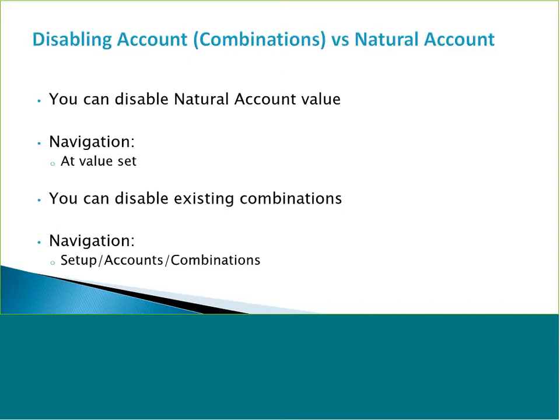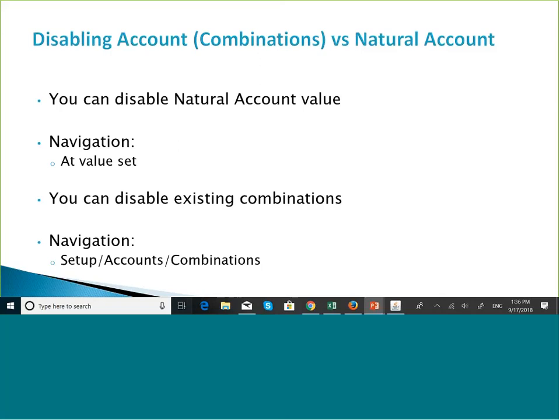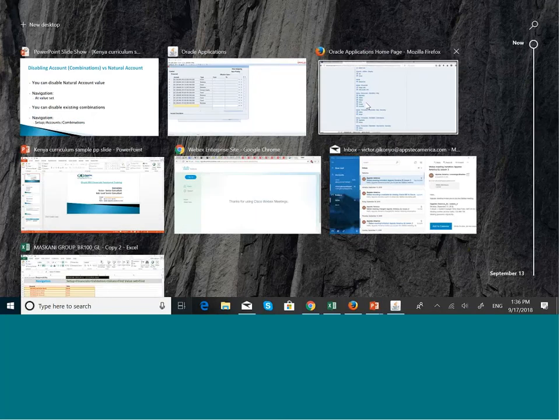So we have already seen how we can disable a combination by going to the combinations table and unchecking that enabled checkbox against the particular combination. But how can you disable the actual natural account? So let's go to Oracle and take a look.